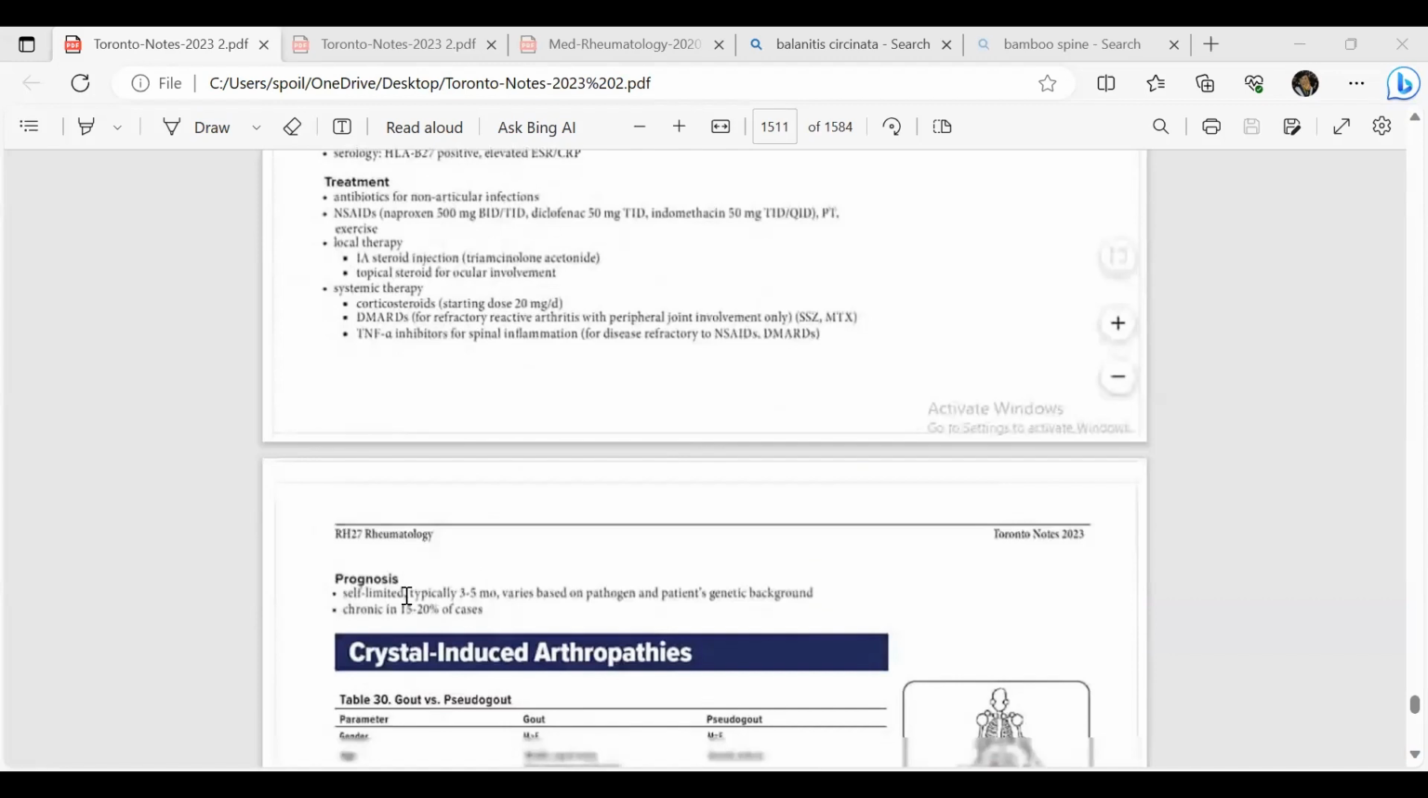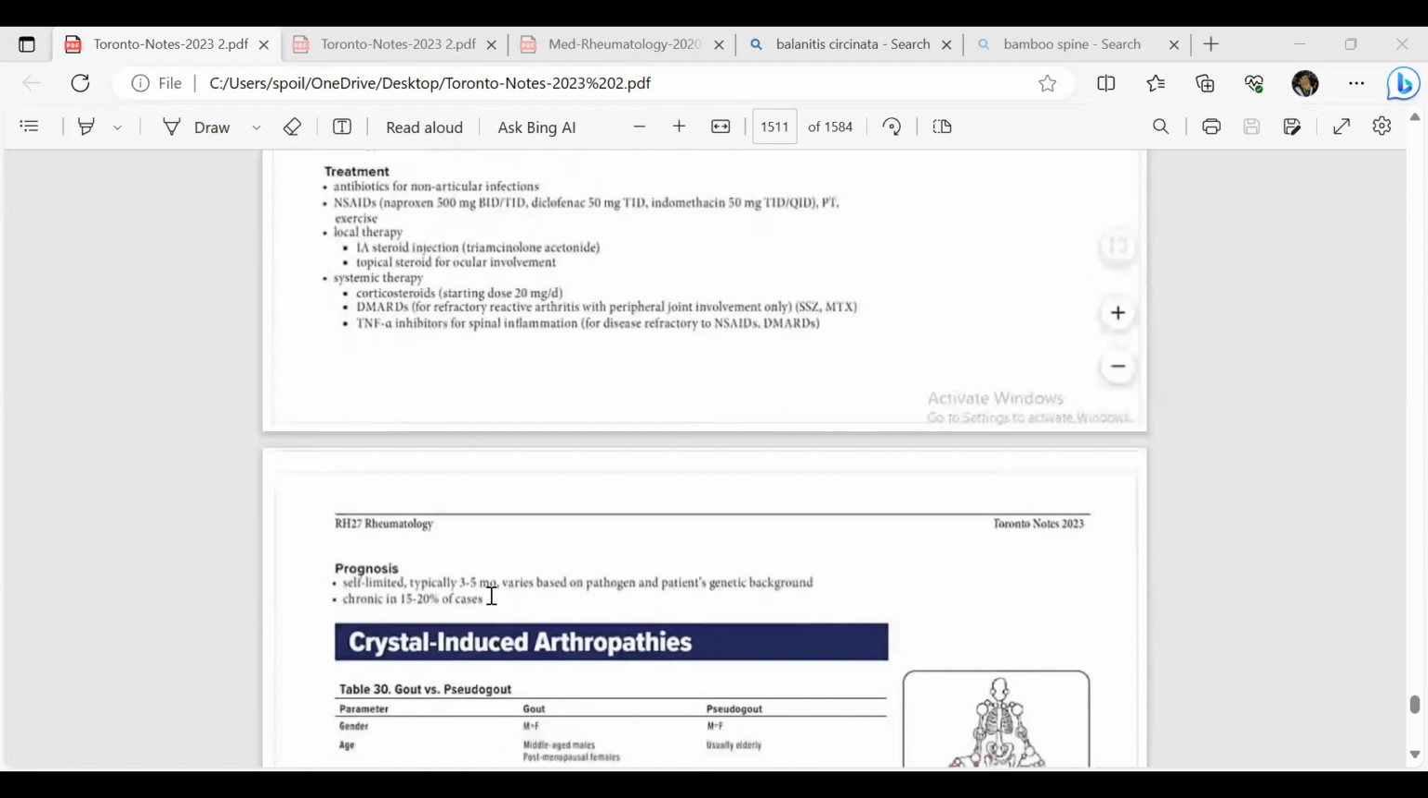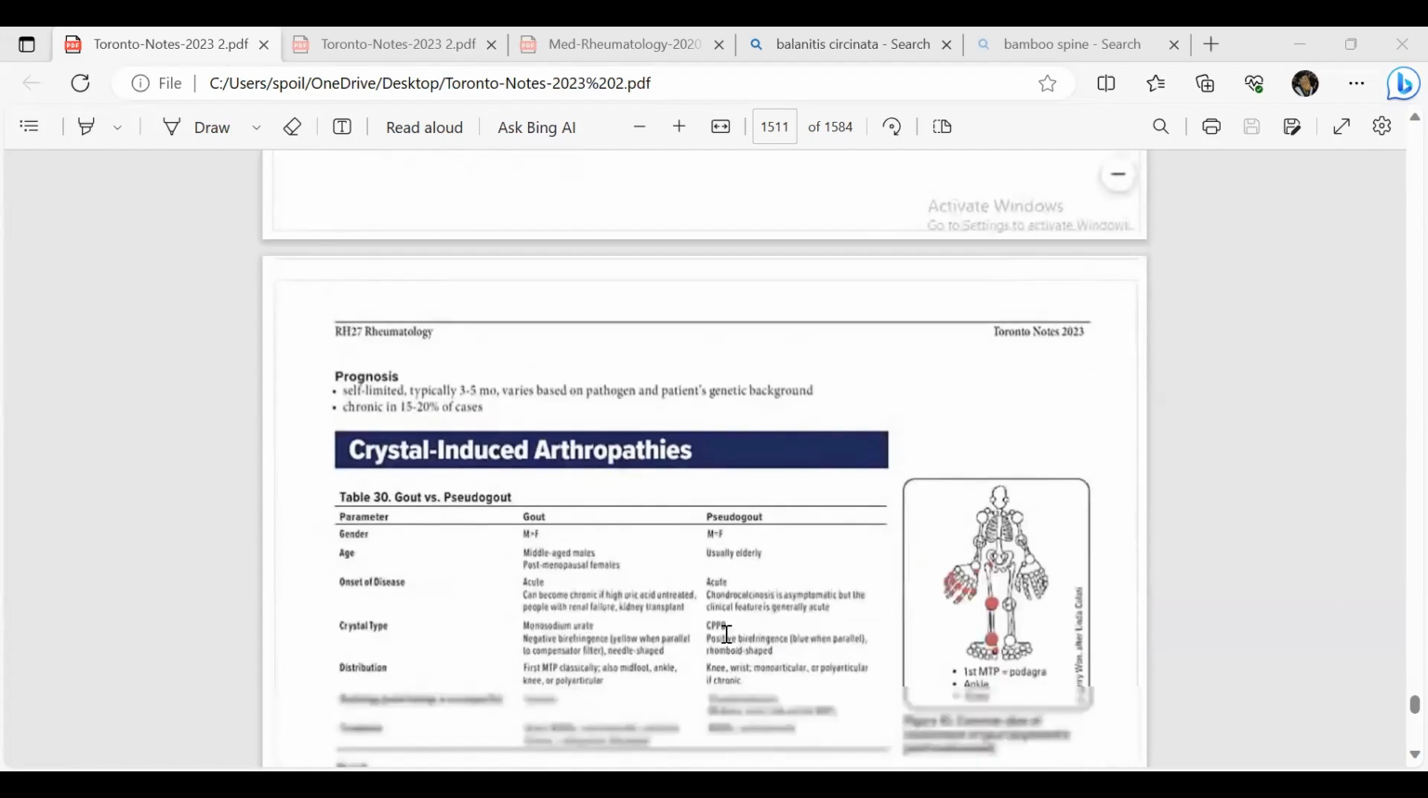Treatment is with corticosteroids. The prognosis is self-limited, typically 3 to 5 months, varies based on pathogen and patient's genetic background. Chronic in 15 to 20% of cases.